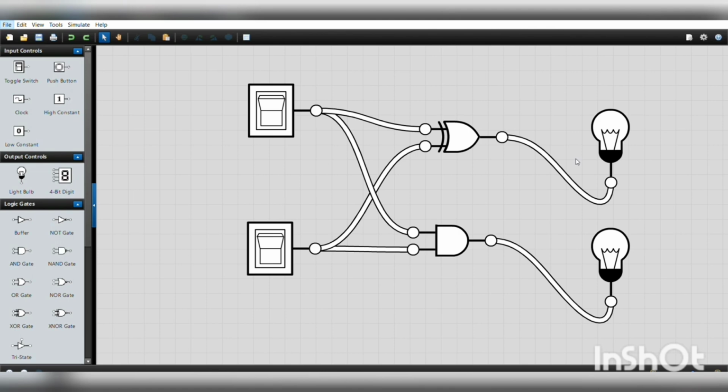As per the truth table, if both the inputs are 0, your sum is 0 and your carry is also 0. And if your input is 0 and 1, your sum is 1 and your carry is 0. And when your inputs are 1 and 0, your sum is 1 and carry is 0. And when your inputs are 1 and 1, your sum is 0, your carry is 1. So this is your half adder circuit.